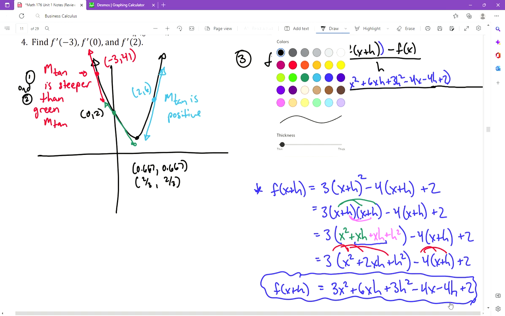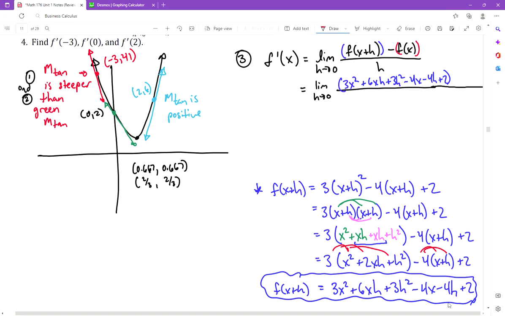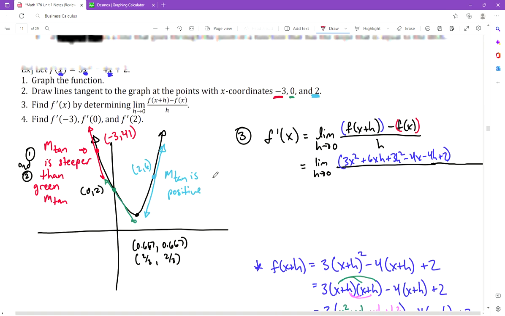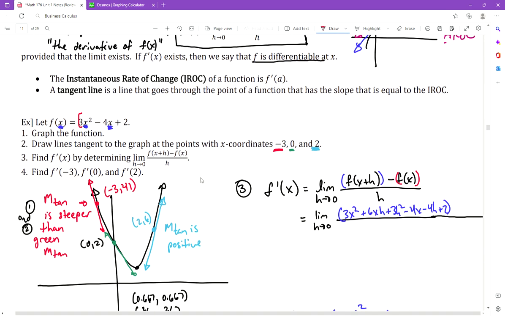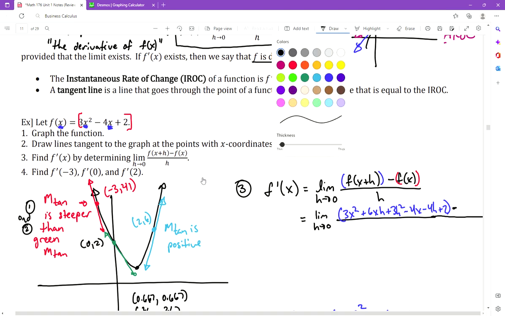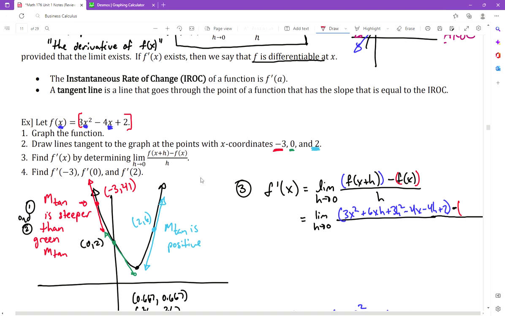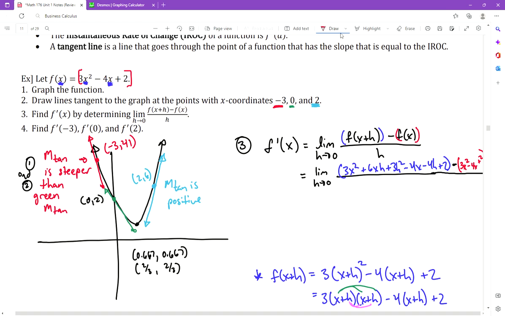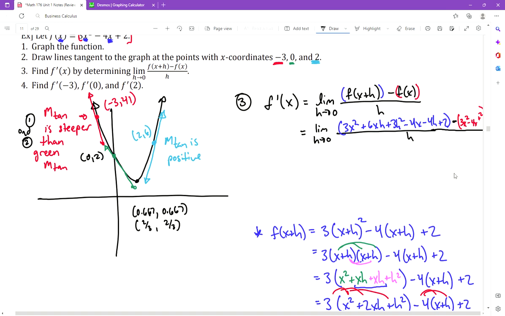Now in the red, we want f of x, that is this whole thing. So we'll have minus, and then in the parentheses, 3x squared minus 4x plus 2. I'm trying to squeeze it in. Sorry about that, so it goes up a little weird. But we'll clean it up in the next step. All right, so we plug in that f of x and then still over h.